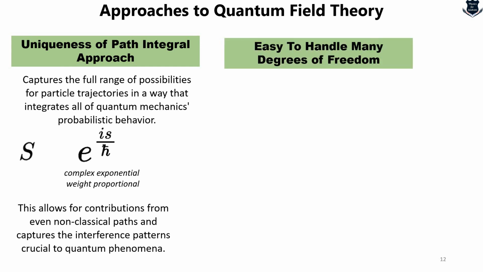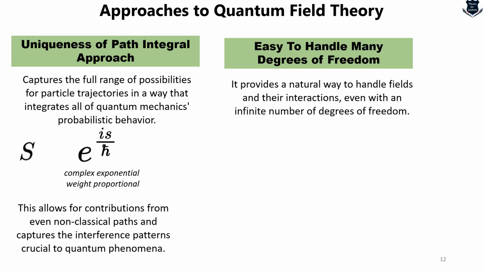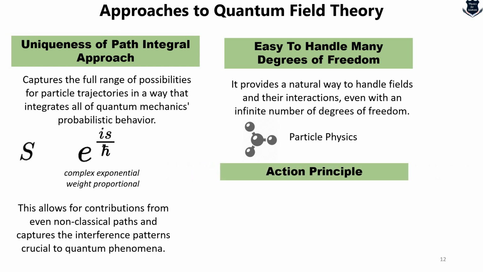The next thing that we get in the path integral approach is that it handles many degrees of freedom. That means it provides a very natural way in which it can handle even an infinite number of degrees of freedom. This becomes very important in understanding particle physics, because in particle physics, how particles interact and how they provide different degrees of freedom, all of these things are there. And lastly, but the most important, is the action principle.